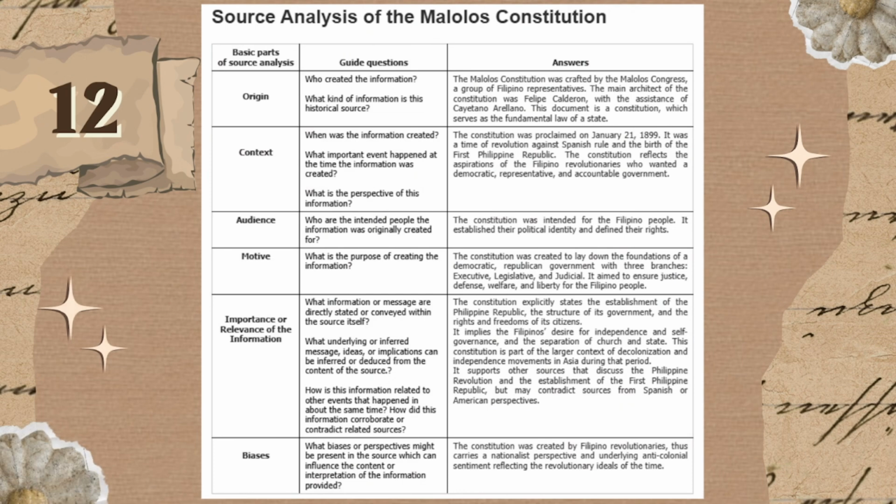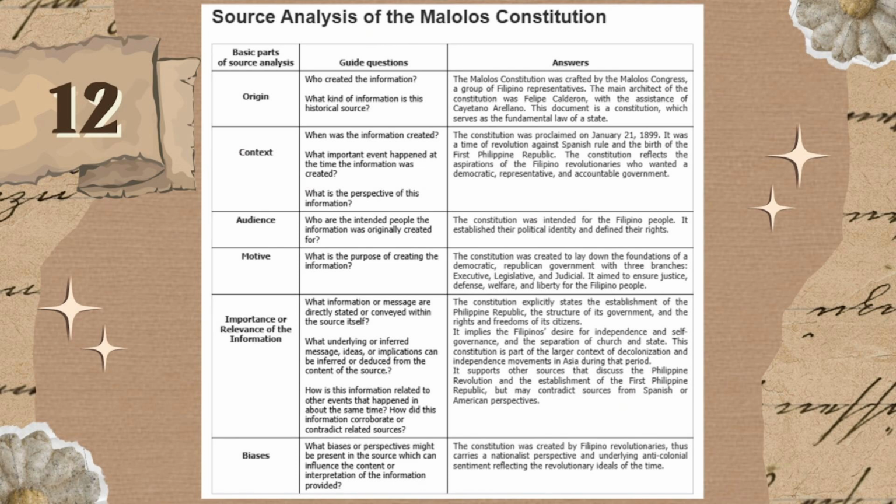So, the source analysis of the Malolos Constitution. The first basic part of source analysis is the origin. Who created the information? What kind of information is this historical source? The Malolos Constitution was crafted by the Malolos Congress, a group of Filipino representatives. The main architect of the Constitution was Felipe Calderon, with the assistance of Cayetano Arellano. This document is a constitution which serves as the fundamental law of the state.